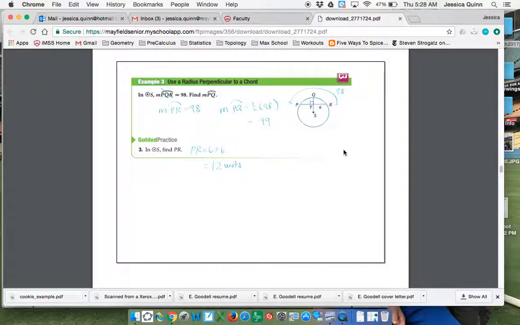And then the second question, it says circle S, find PR. So PR is all the way across. They told us that, sorry, I don't know if you can hear that, that's my cat running around like a crazy person. This segment, TR, is 6. So because the radius is bisecting the chord, PT also has to be 6. So the entire length of the chord is 12 units.